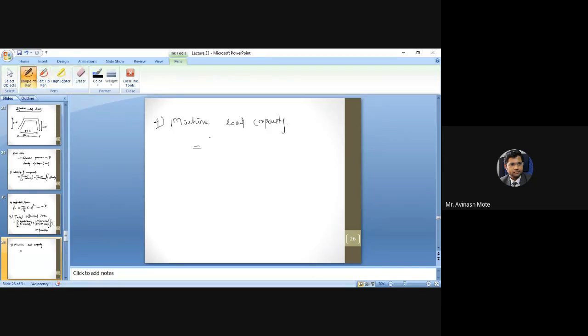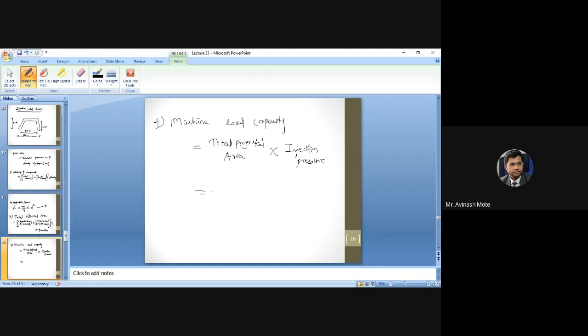Okay, so machine load capacity equals total projected area multiplied by injection pressure. Injection pressure will be given in the problem, and total projected area you can calculate easily. Okay, so that's how you will get the machine load capacity, right? Easily you can calculate the machine load capacity.